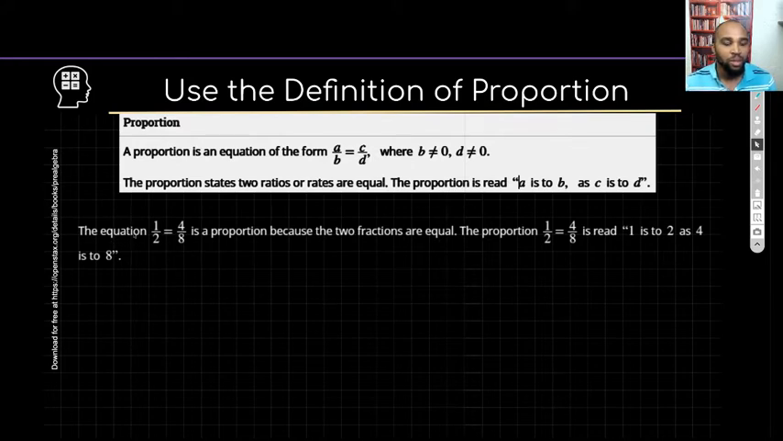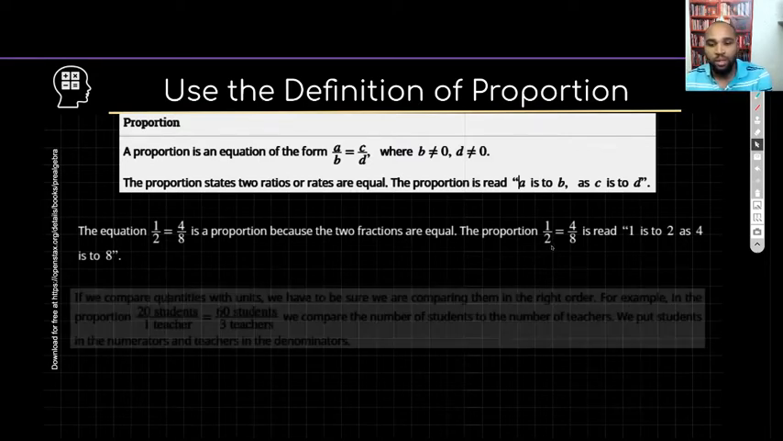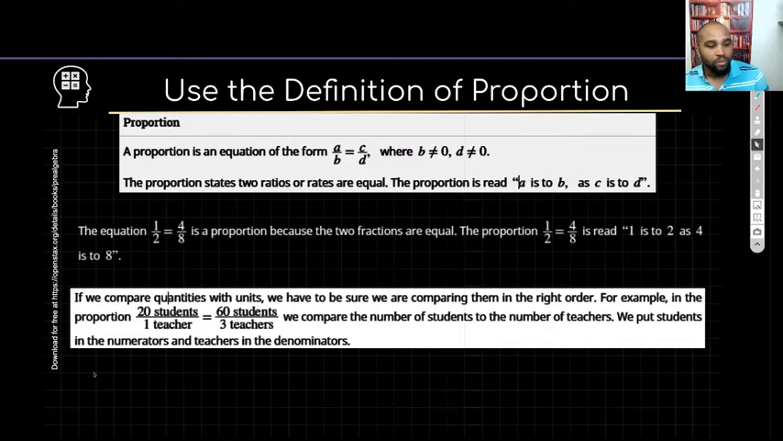So here's an example. The equation 1/2 is equal to 4/8 is a proportion. Why? Because the two fractions are equal. The proportion 1/2 is equal to 4/8 is read 1 is to 2 as 4 is to 8. They're both equal. That's what they're saying. 1 is to 2 just as 4 is to 8, in the same proportion. So we'll look at some examples with that.